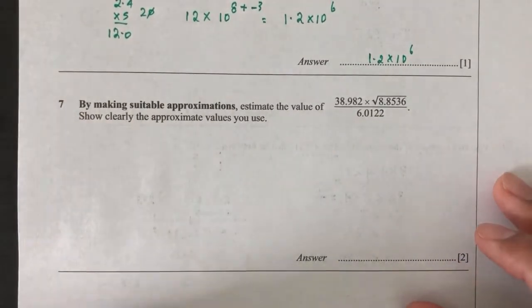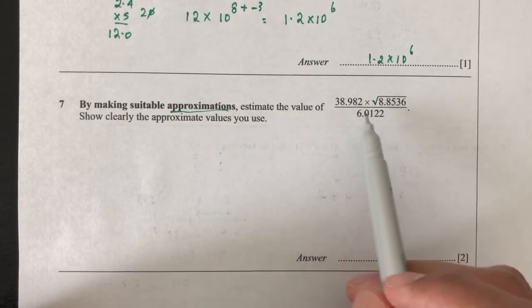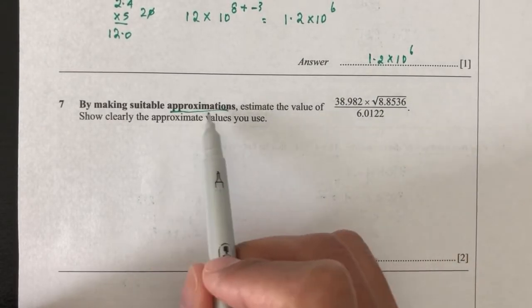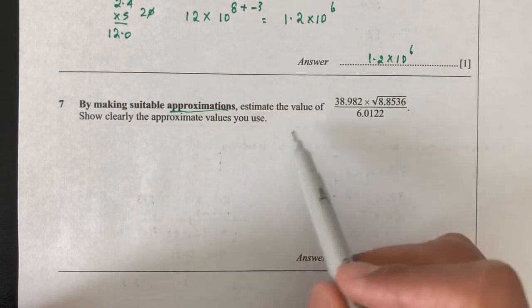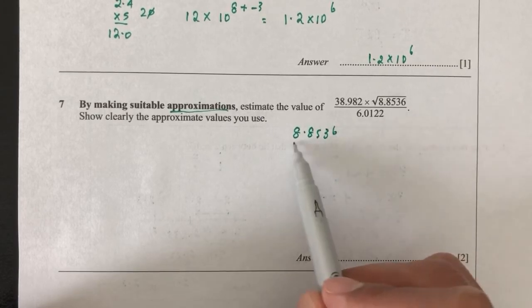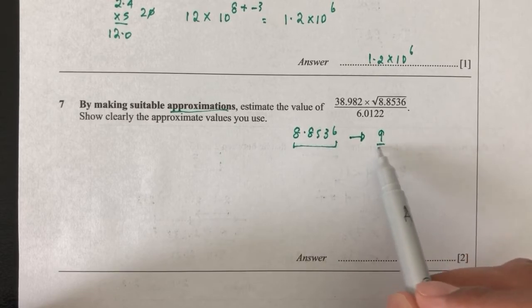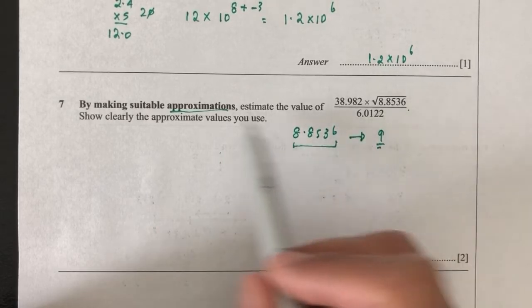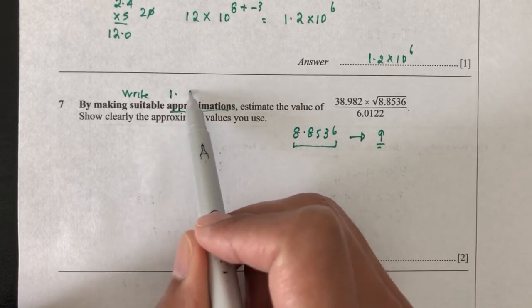Now question number 7. By making suitable approximations, estimate the value of this. So how do you know what approximations you need to make? We have to look at the square root. What is the closest number to this that has a square root? We know that we have 9, right? So this means that we have to write the numbers correct to 1 SF.